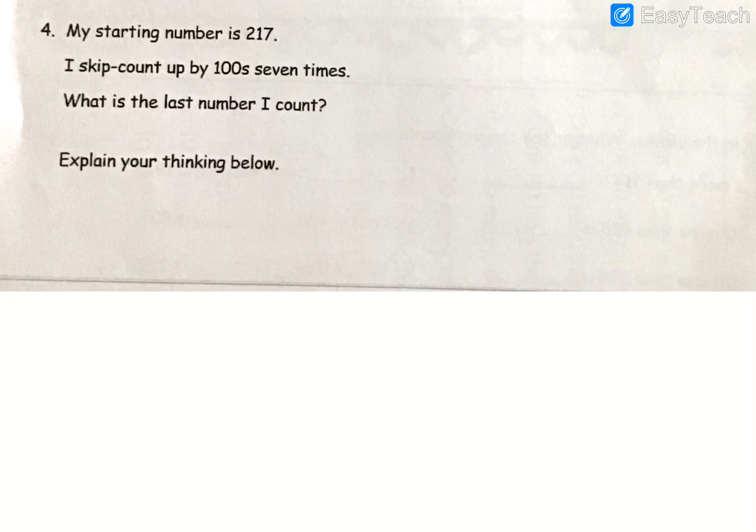This says my starting number is 217. I skip count up by 100s 7 times. What is the last number I count? Explain your thinking below. So we're going to make sure that we're paying very close attention to the words here. We're looking at where we started. We're skip counting by something 7 times, and they want to know what is the last number that we count. So I want you to explain your thinking below.